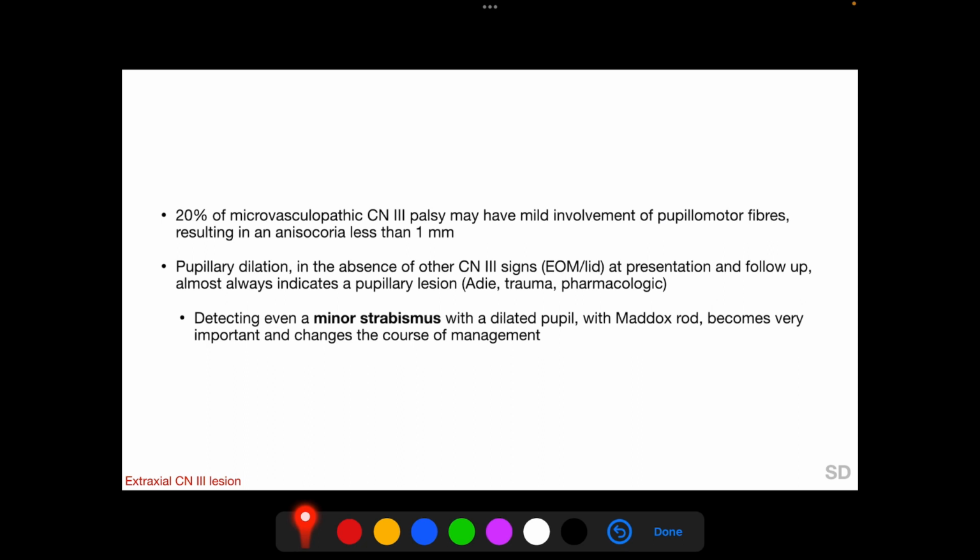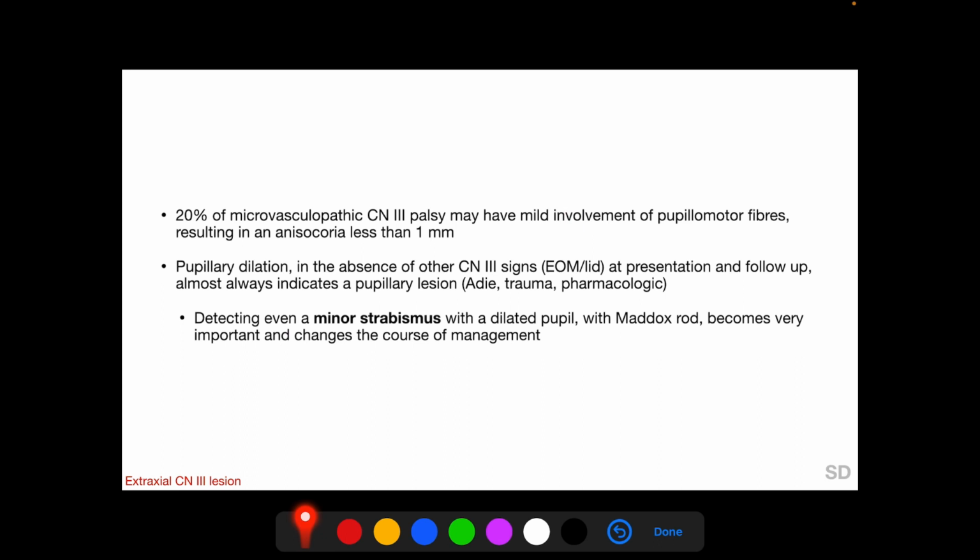Now there are two caveats as regards a CN3 palsy. 20% of microvasculopathic CN3 palsy may have a mild involvement of pupillomotor fibers, resulting in an anisocoria, that is a difference in the sizes of the pupils between the involved and the uninvolved eye, and as a rule this anisocoria, or the difference in sizes, is less than 1 mm.